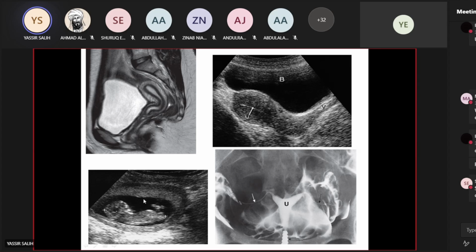This is a trans-abdominal ultrasound for a pregnant lady. You can see the fetus in the uterus. This is the amniotic fluid. Any fluid in ultrasound is anechoic. And this is the placenta. And this method is called crown rump length, measuring the distance for estimation of the gestational age.